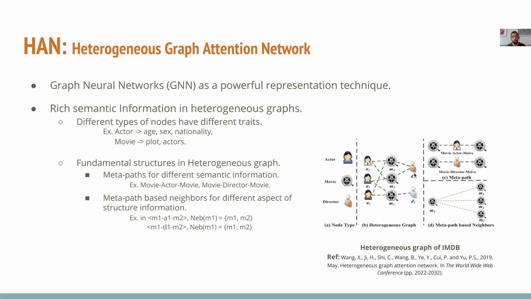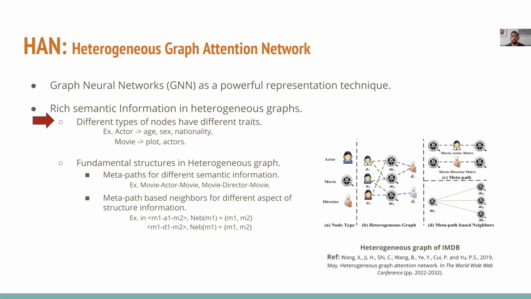Between actor and director, or actor and movie, we have different features. For example, an actor may have age, sex, and nationality. A movie has plots and actors, right? So nodes have different features, and features could be very useful information to consider besides the structure of the heterogeneous graph. And because nodes have different features, they should be represented in different feature spaces. So this is another example of the rich semantic information we have in heterogeneous graphs.